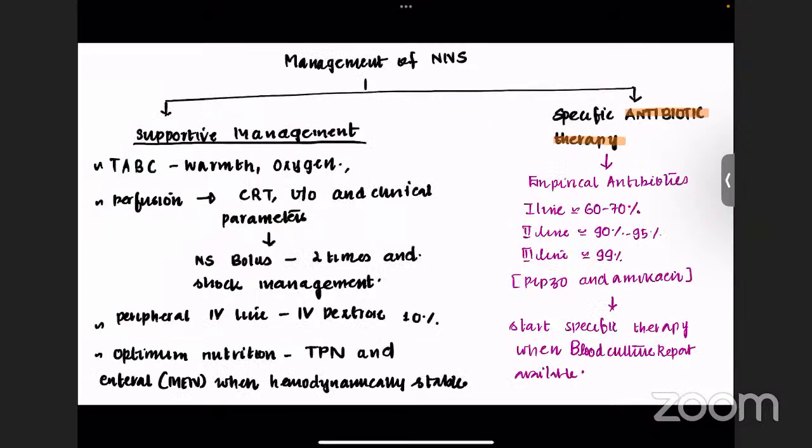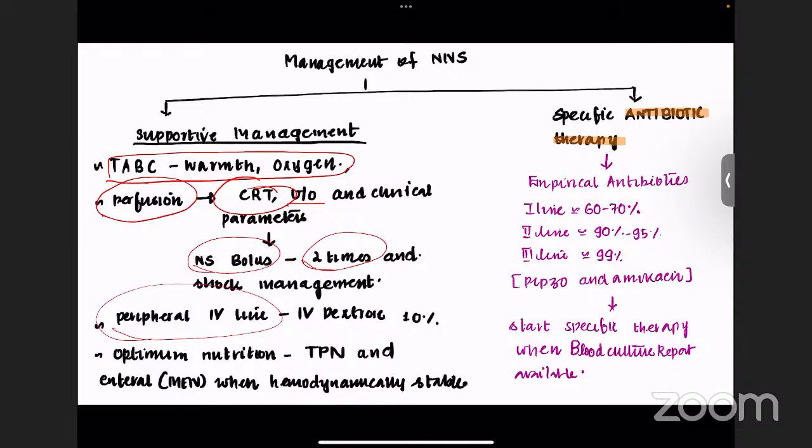So what's the management? Supportive management: the ABCs, keep warm, and oxygen. Perfusion, C for CRT. If CRT is more than 3 seconds, urine output is decreasing and other clinical parameters are worsening, then the child is going into shock. You give an NS bolus of 10 to 15 ml per kg over 10 to 20 minutes, 2 times. If even after that the child is not improving, start vasopressors and inotropes. Secure a peripheral IV line and give IV dextrose. Most of the time, neonatal sepsis babies are more prone to hypoglycemia.